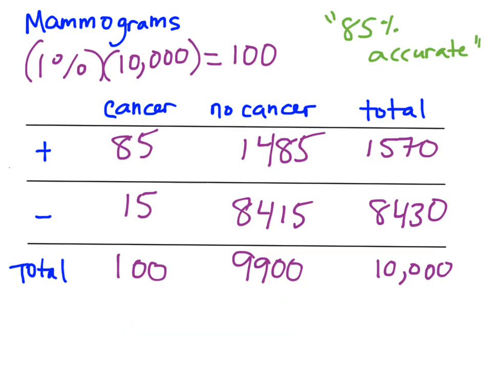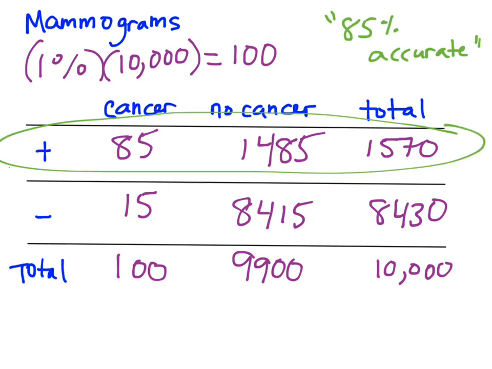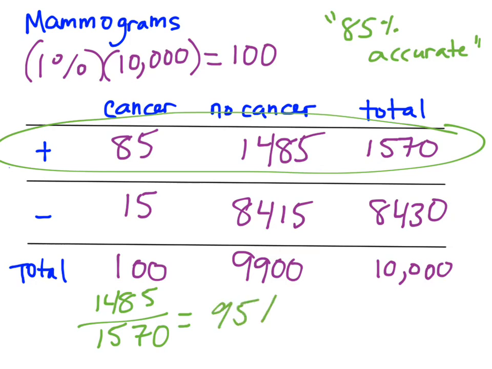The other interesting question to consider is how often does it happen that you get a positive result and you don't actually have cancer? All right, so for 1,485 women out of 1,570, the test says that they do have cancer, but they actually don't. And what percent is that? Okay, well that's about 95%. All right, so even if the test comes back positive, it's actually really likely that you don't have cancer, far more than it's likely that you actually do.